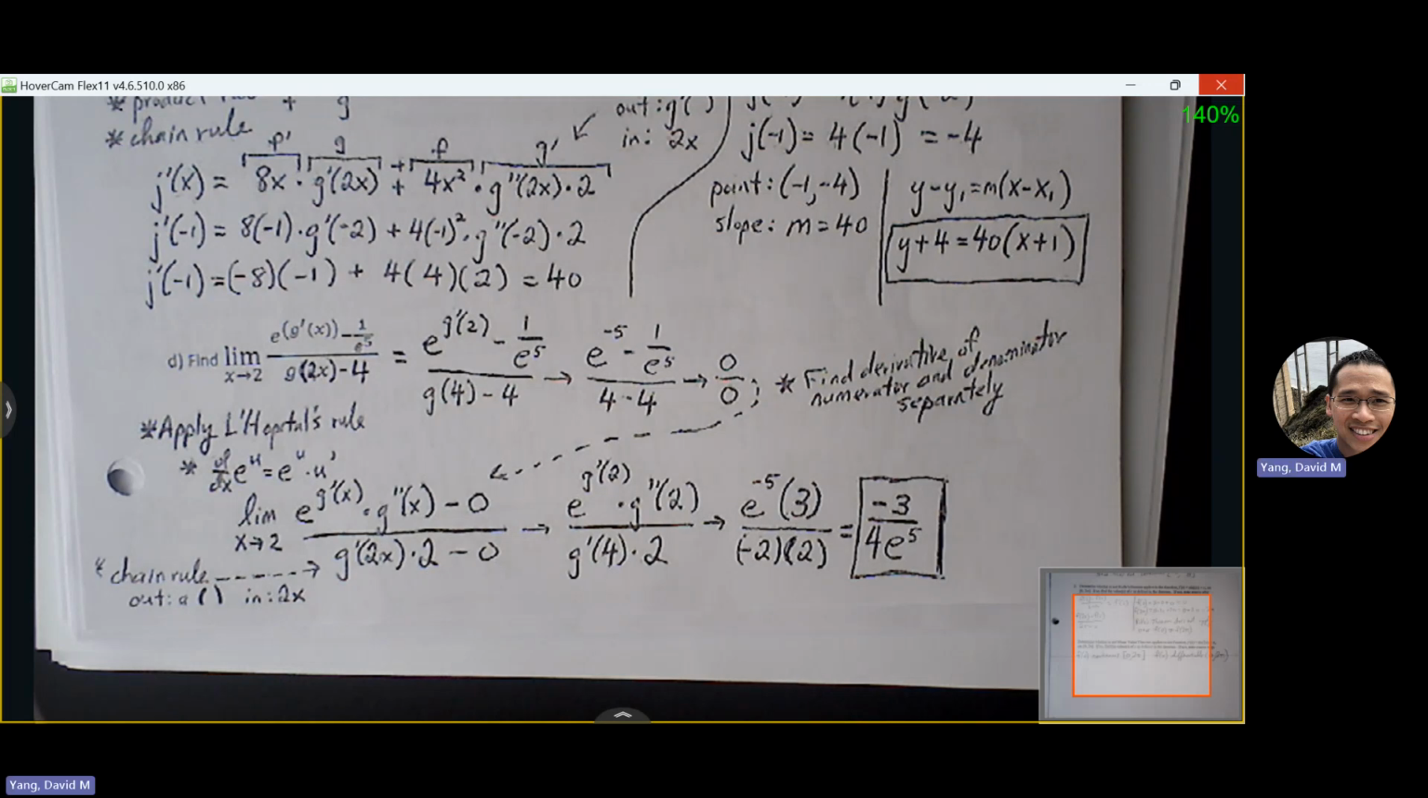G of 2x becomes g prime of 2x times 2. 4 goes to 0. Replace all the x's with 2. Use your table of values. And you should get it down to a numeric limit.